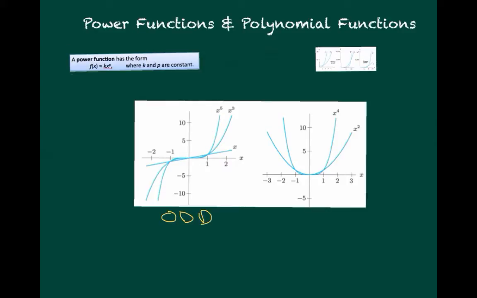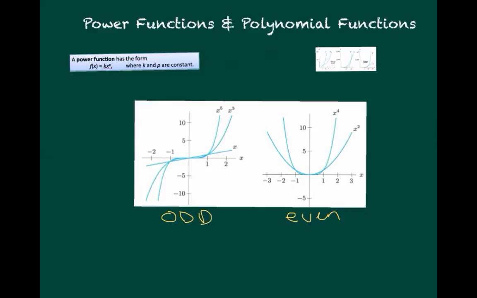Now let's talk about even functions. Even functions have an even exponent, and they look more parabolic. So x squared is that familiar parabola, and as the exponent gets larger, they get a little wider at the base, but closer to the y-axis. In other words, the parabola gets thinner as the exponent gets larger.